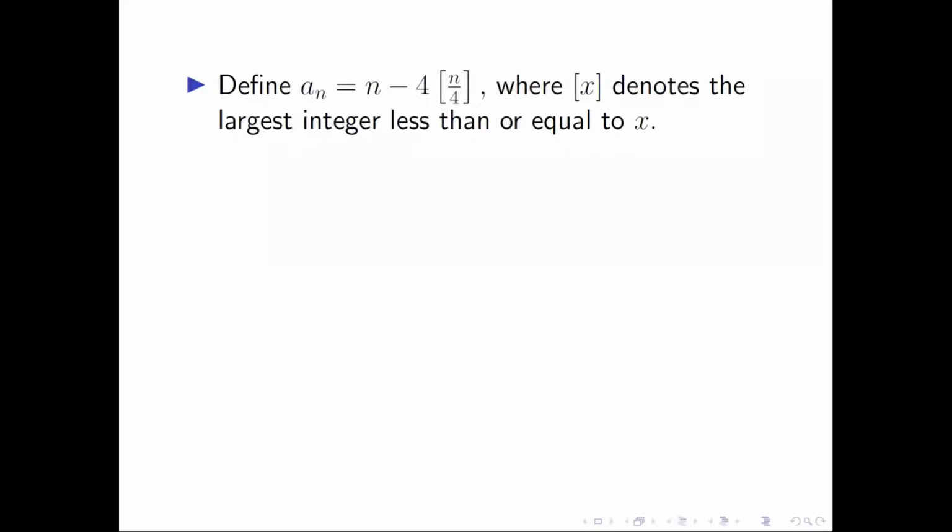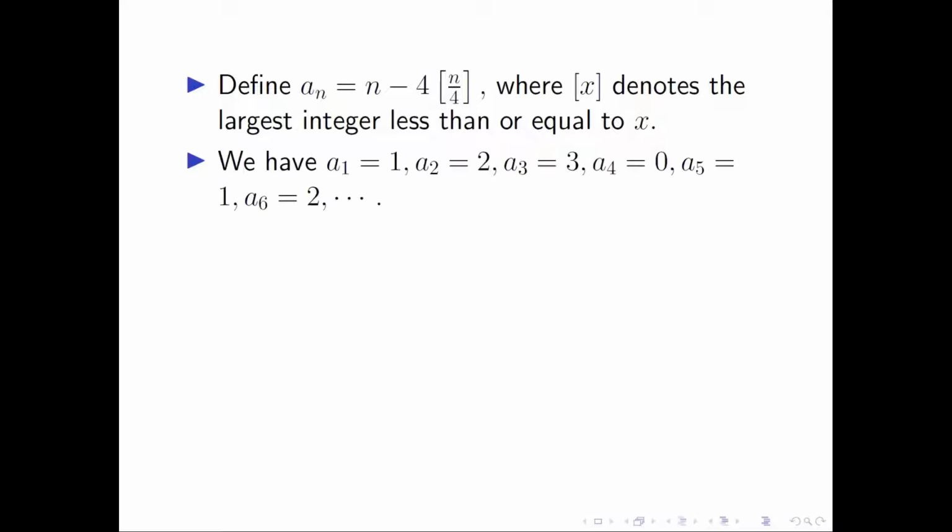We define another sequence, a_n, as n minus 4 times the integer part of n divided by 4. We use the bracket of x to denote the largest integer less than or equal to x. If you calculate a few terms of a_n, you would find the pattern. a_1 equals 1, a_2 equals 2, a_3 is 3, and then back to 0. And then 1, 2, 3, 0, 1, 2, 3, 0, and so on.